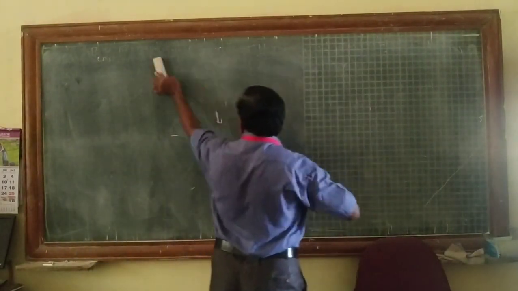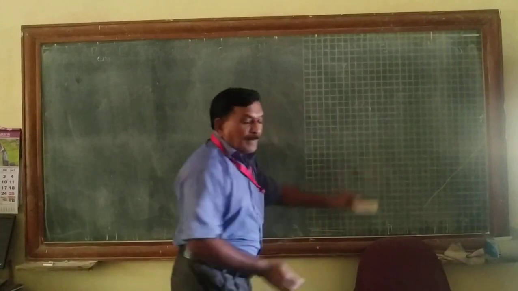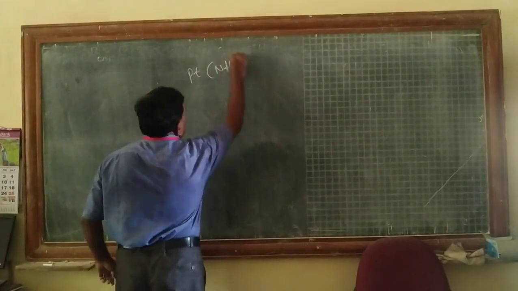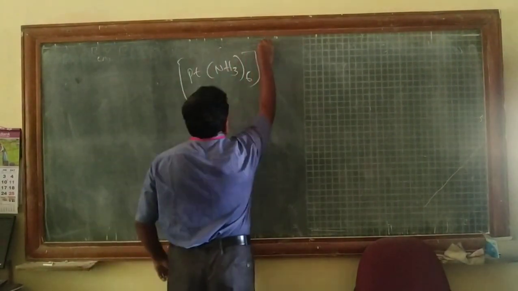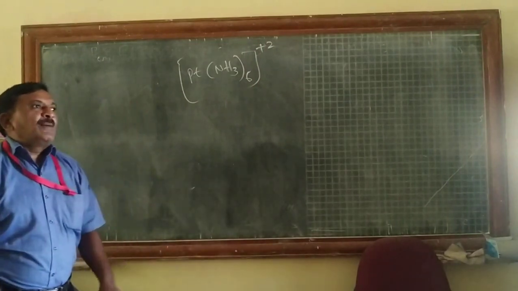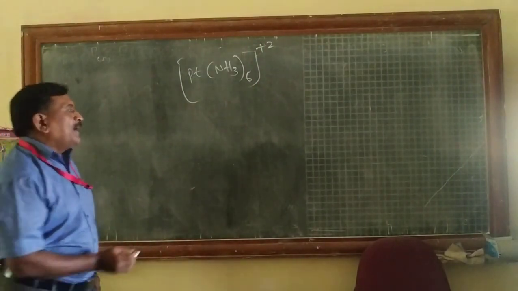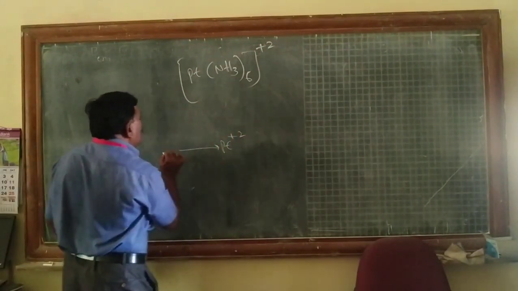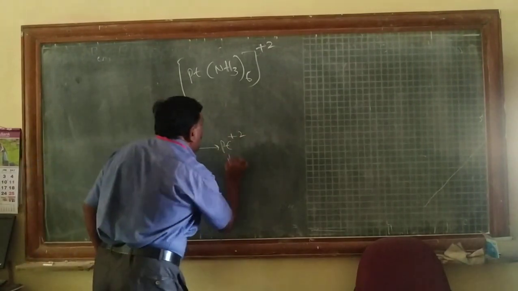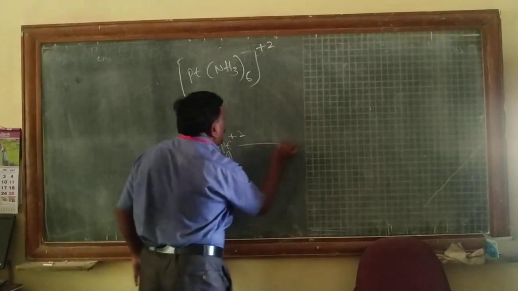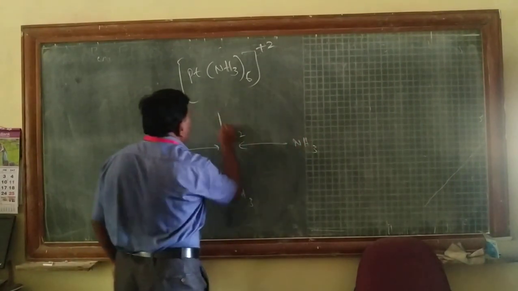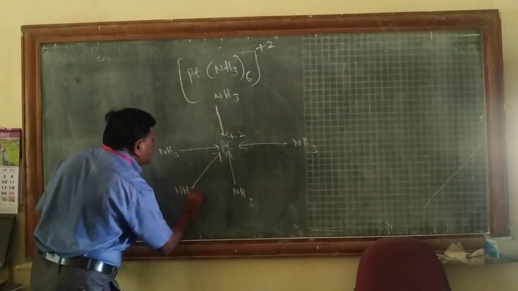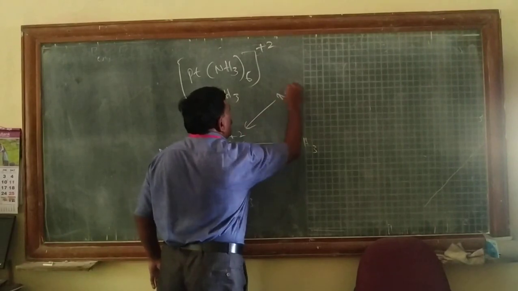Suppose for example we take another compound, [Pt(NH3)6]2+. This is called hexaammine platinum. In this structure, platinum is the central metal ion, and it has six ligands of NH3, the ammonia molecule.